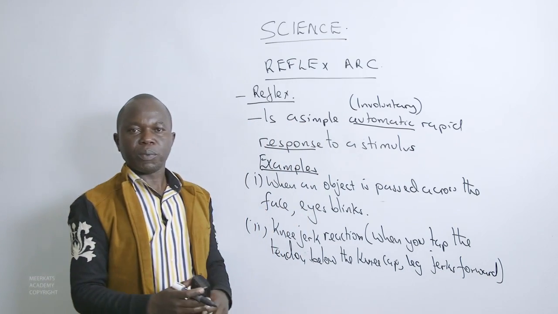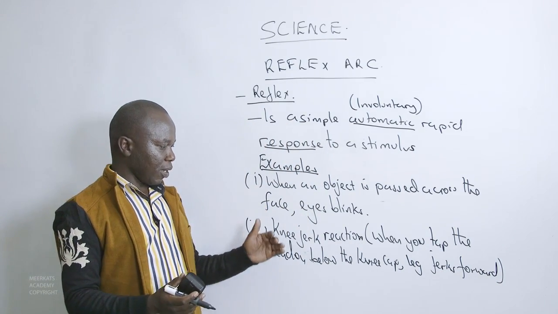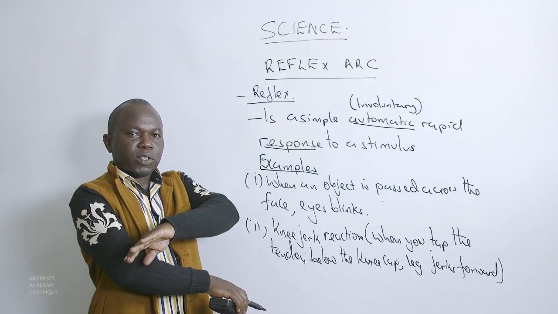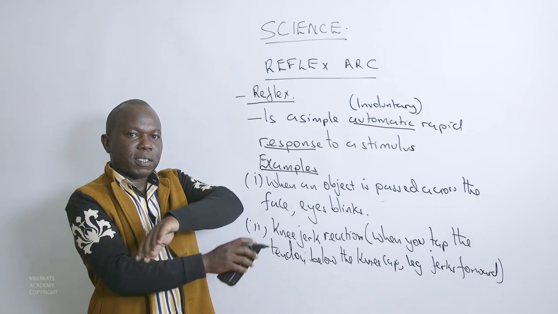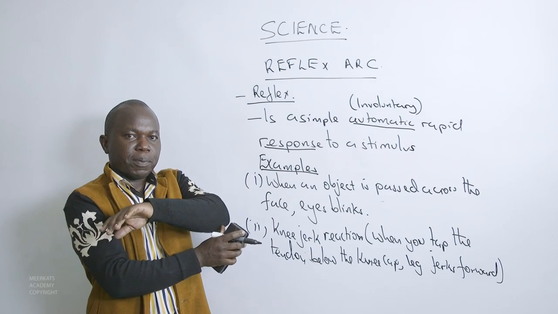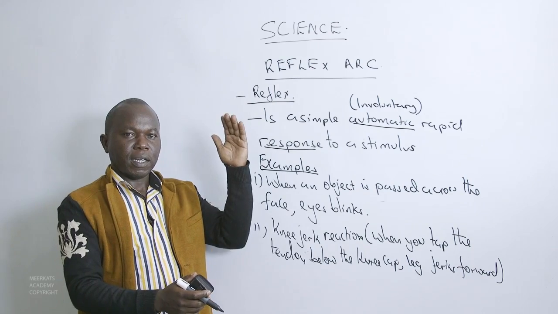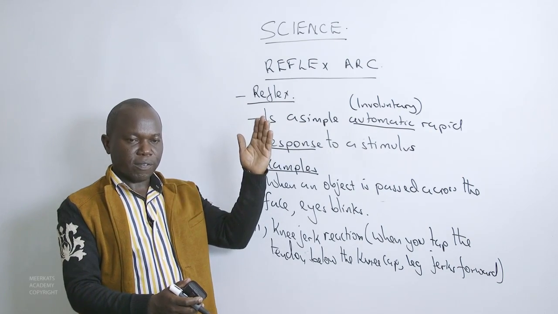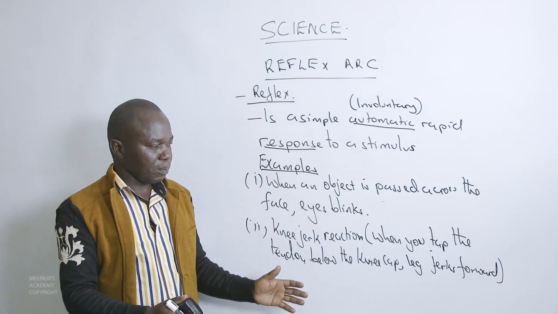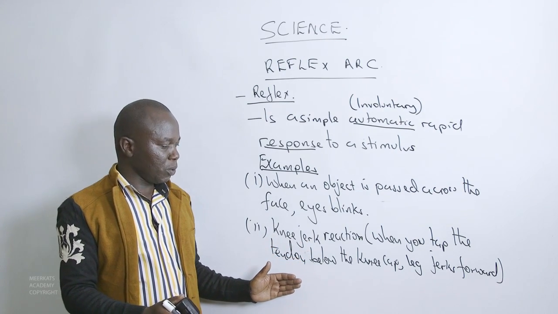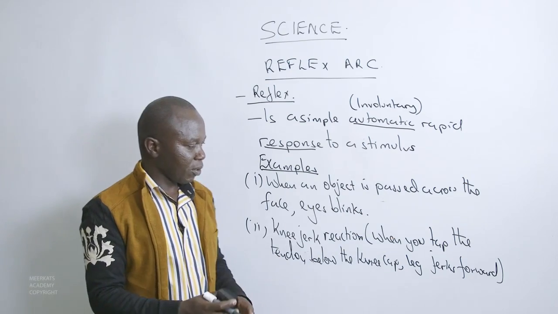You can do this with your friend or a partner. So just take a leg, then you cross over it, and then it hangs a little bit, and then you tap at that point just below the kneecap. You realize that the leg is going to jerk forward. It may not be much, but you realize that it is just going to move forward a little bit.